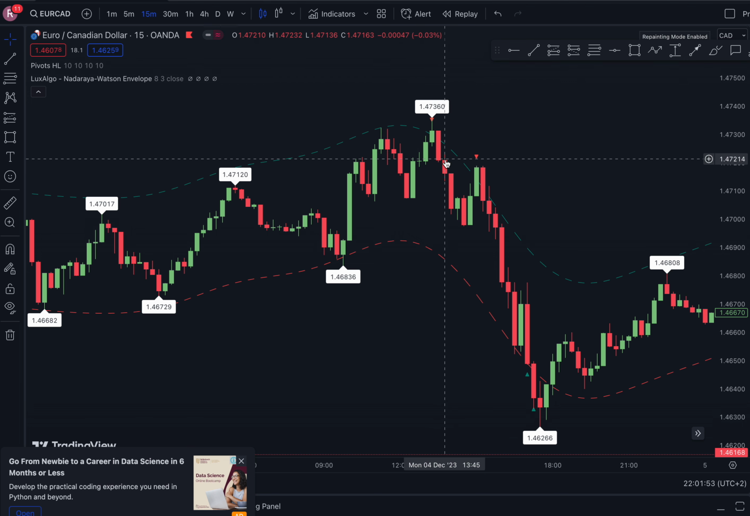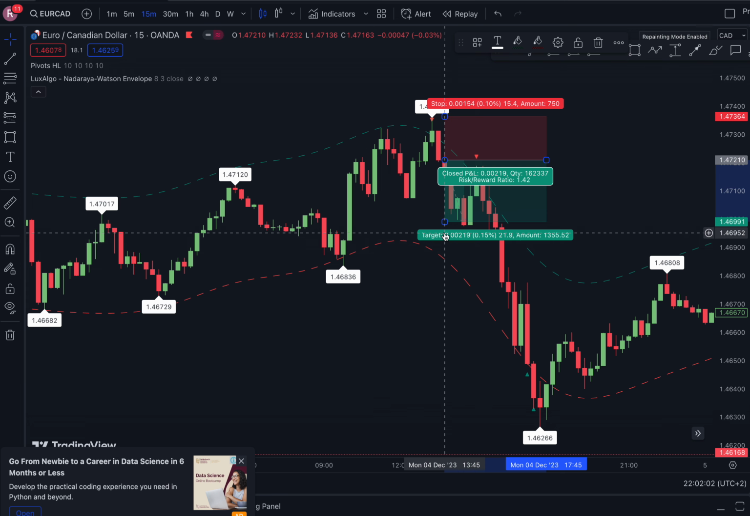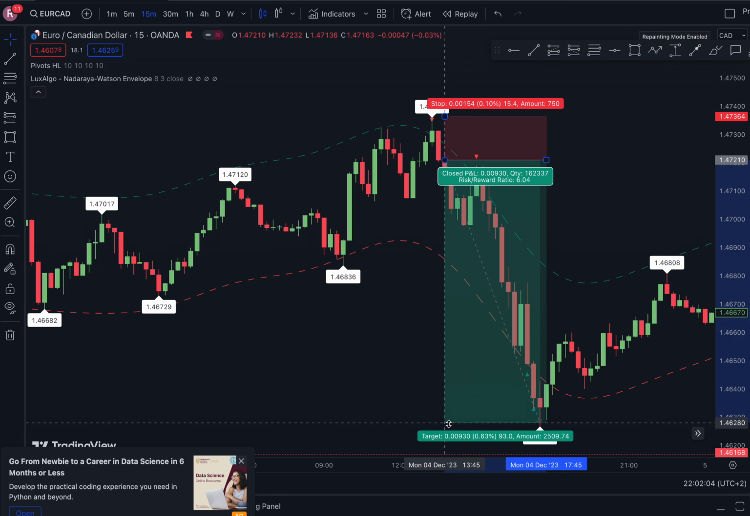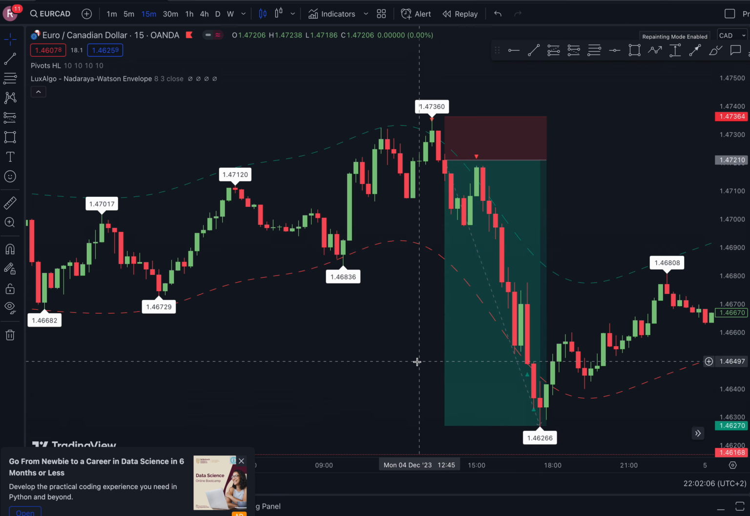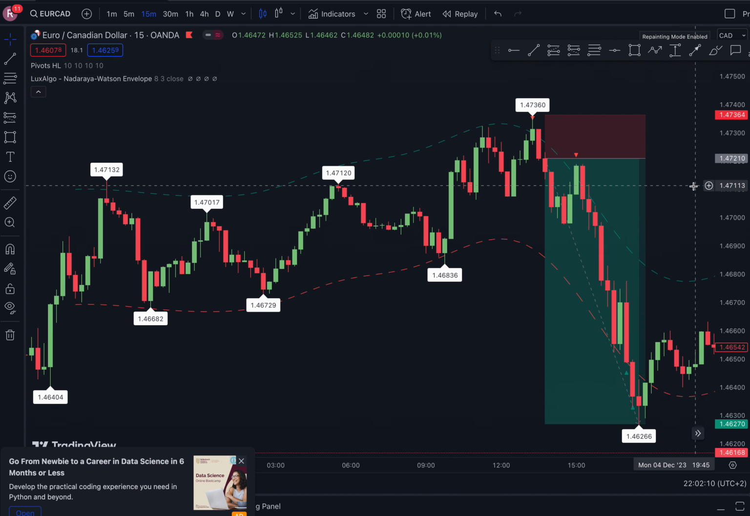Price touches our Nadaraya-Watson indicator and we get a good sell signal over here, and here we're going to have a good 1 to 6. See that? That was a very good one. A good 1 to 6.